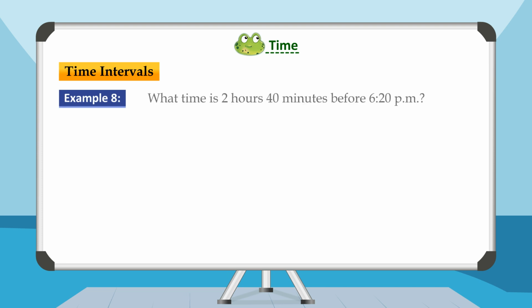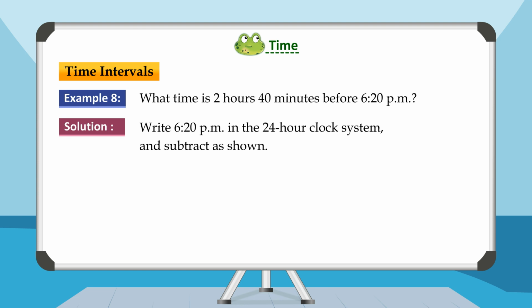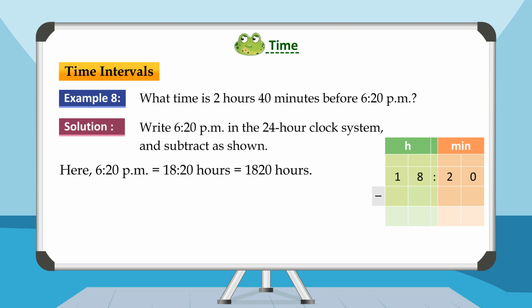Example 8. What time is 2 hours 40 minutes before 6:20 p.m.? Solution. Write 6:20 p.m. in the 24-hour clock system and subtract as shown. Here, 6:20 p.m. is equal to 18:20 hours. 2 hours 40 minutes is equal to 2:40 hours.